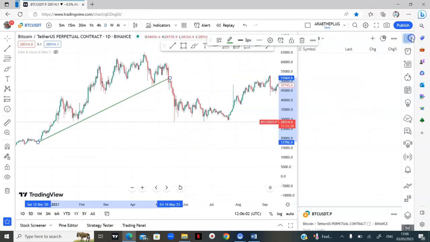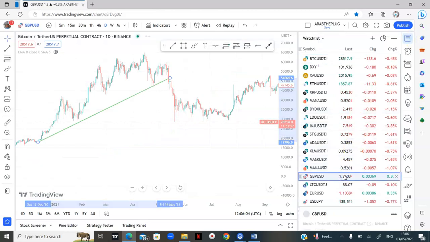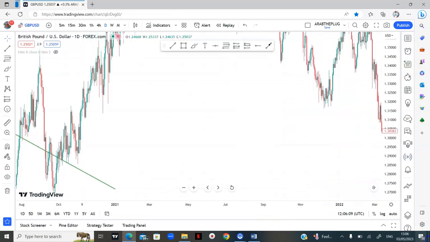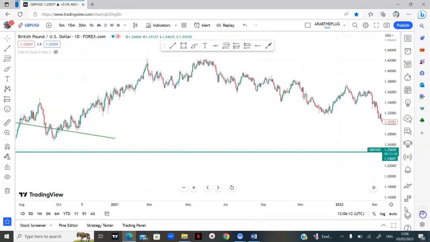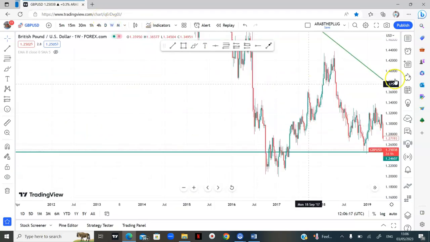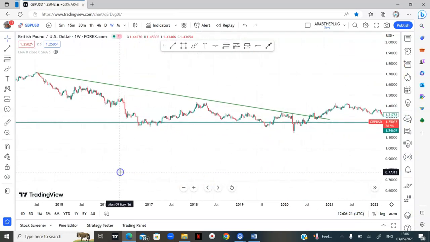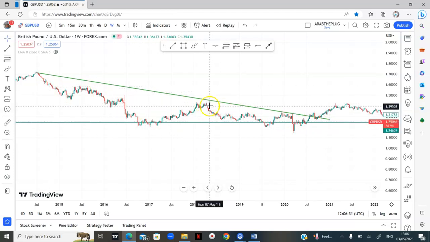So we can look at another chart. Let's look at the chart of GBP USD on the weekly time frame. You can see this is a trend line. This trend line is connecting the price from this place to this place. So anytime price comes to this area of the trend line, there is a reversal or a rejection. So the price respects this trend line at this point and also at this point.